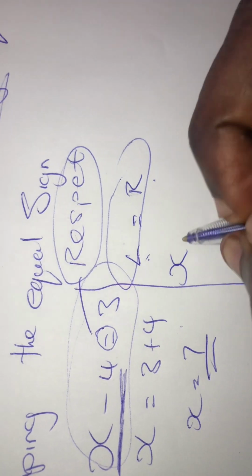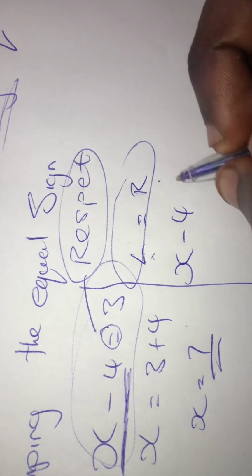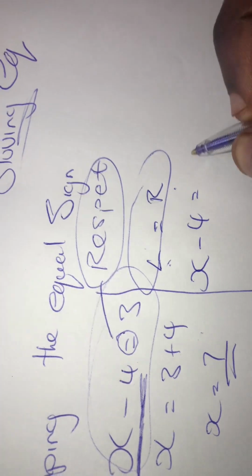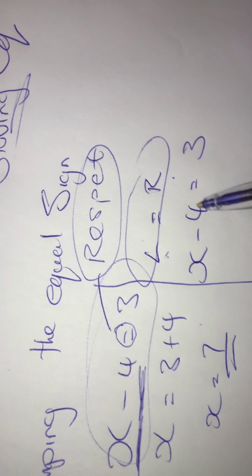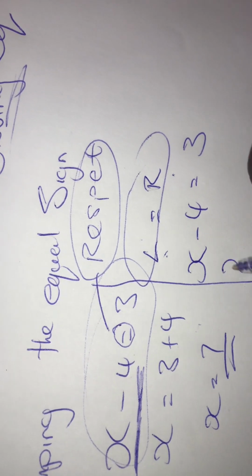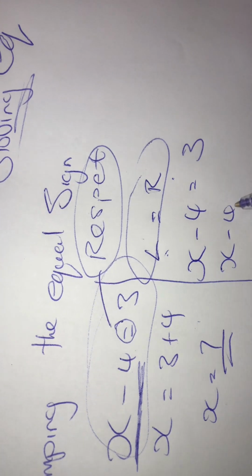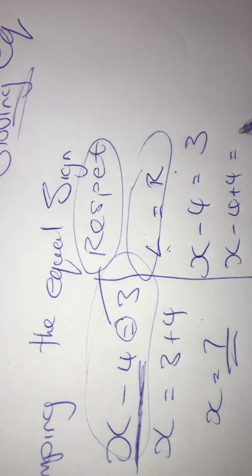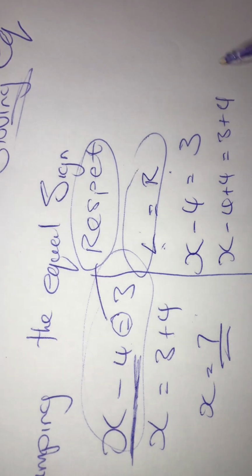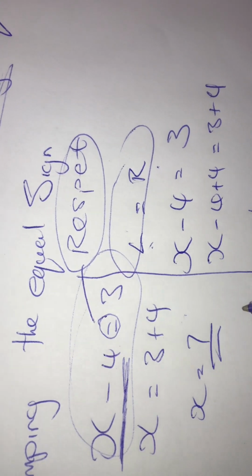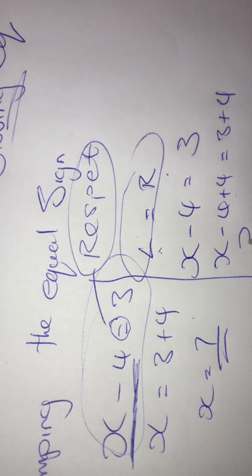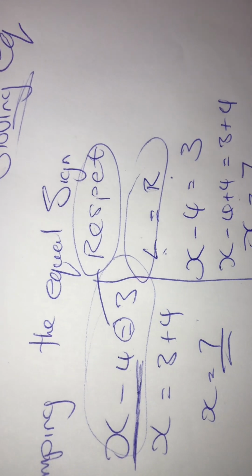With the same example, x minus 4 is equal to 3. You want to remove this negative 4. You add what? Positive 4. x minus 4 plus 4 equals 3 plus 4. Now you know that you have introduced this, your equation is still what? Balanced. Then this gives you 0, so you're left with x, and it is equal to 7.